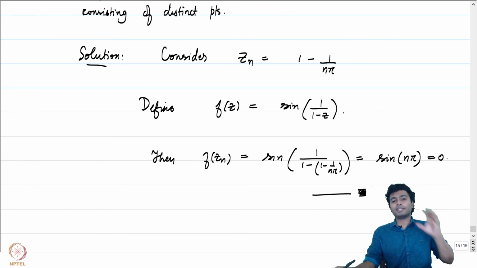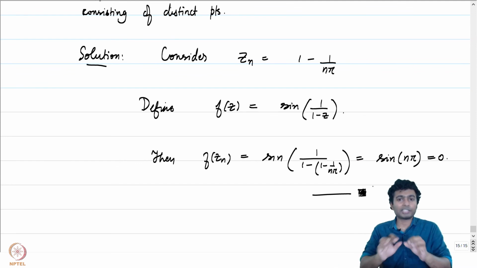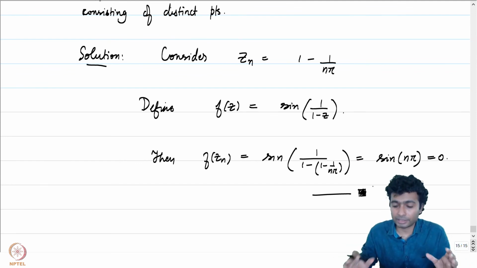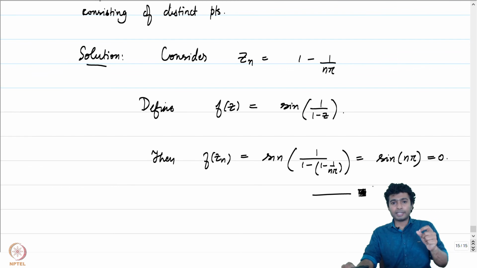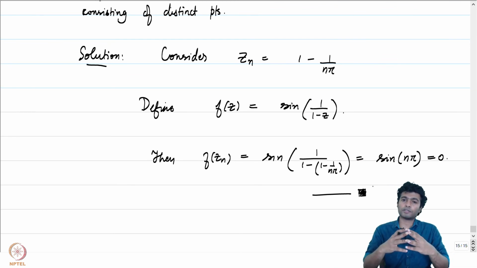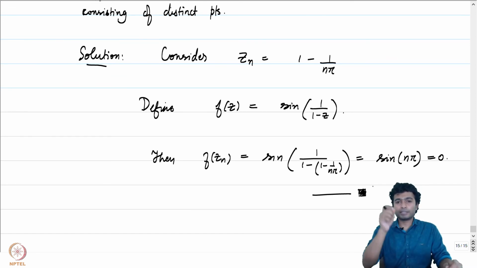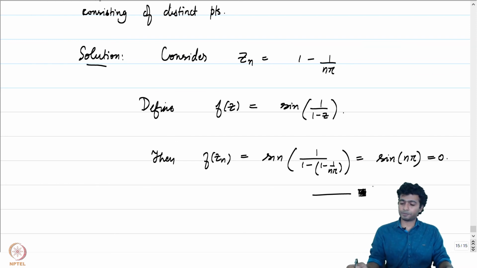But notice that in the unit disk, this countable set does not have a limit point. It is a discrete set. You pick any Zn, the identity theorem is still satisfied. One can get hold of a small enough epsilon such that in the disk D(Zn, epsilon), our function f does not have any other zero. Let me stop here.